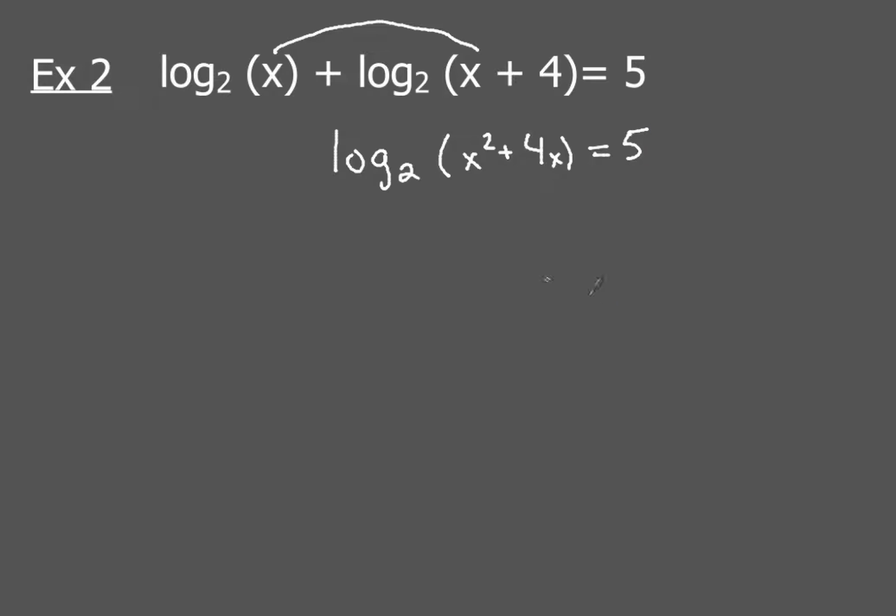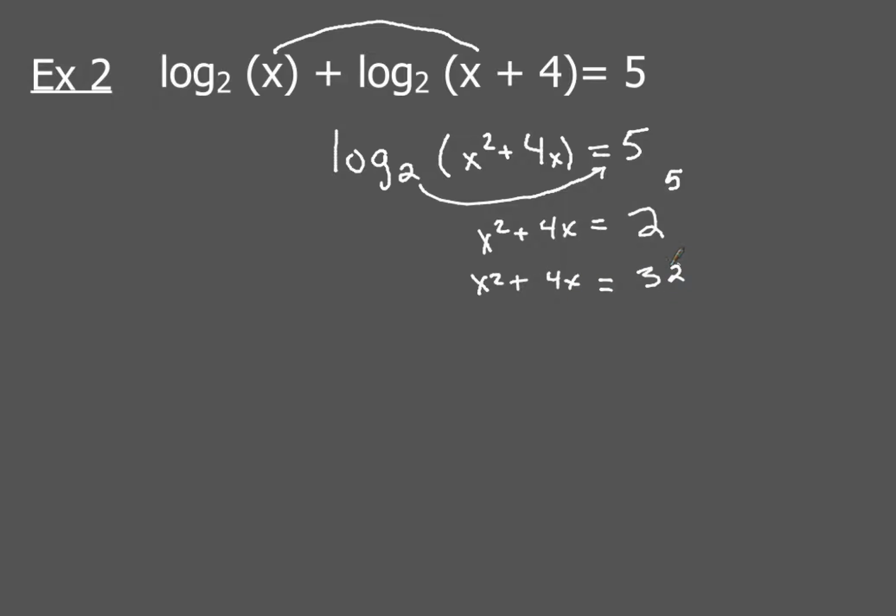Now, in this situation, what we want to do is use properties of logs because we know it's log base 2. So that means the base is going to be 2, and our exponent is going to be 5 over here, because we're going to take this and rewrite it. Log base 2 to the power of 5. So we're going to have x squared plus 4x equaling 2 to the 5th power. Now you should know 2 to the 5th power is, of course, 32. So x squared plus 4x is going to give me 32.